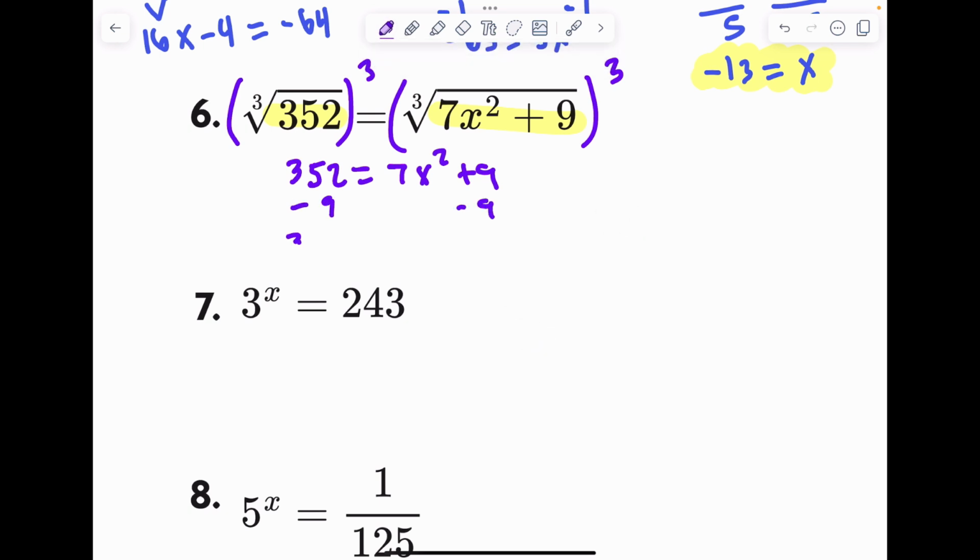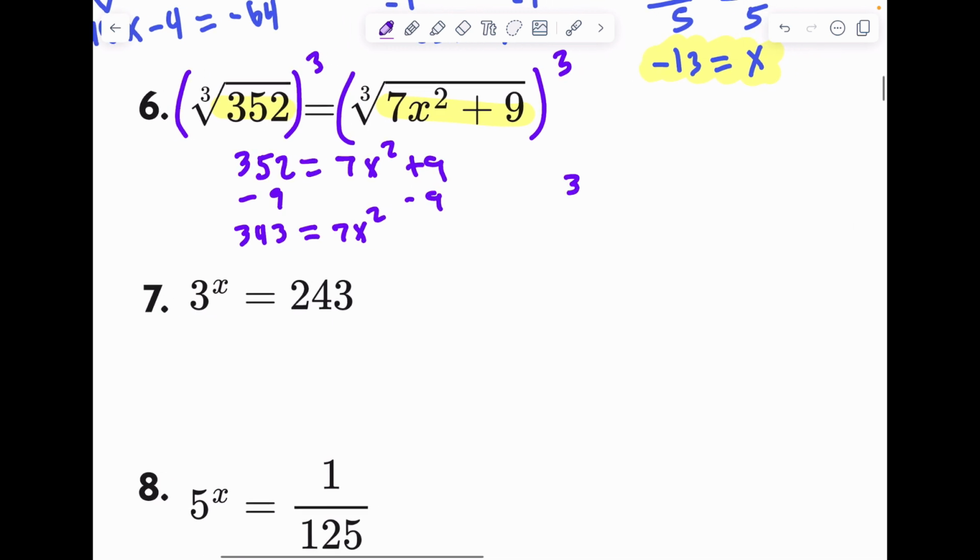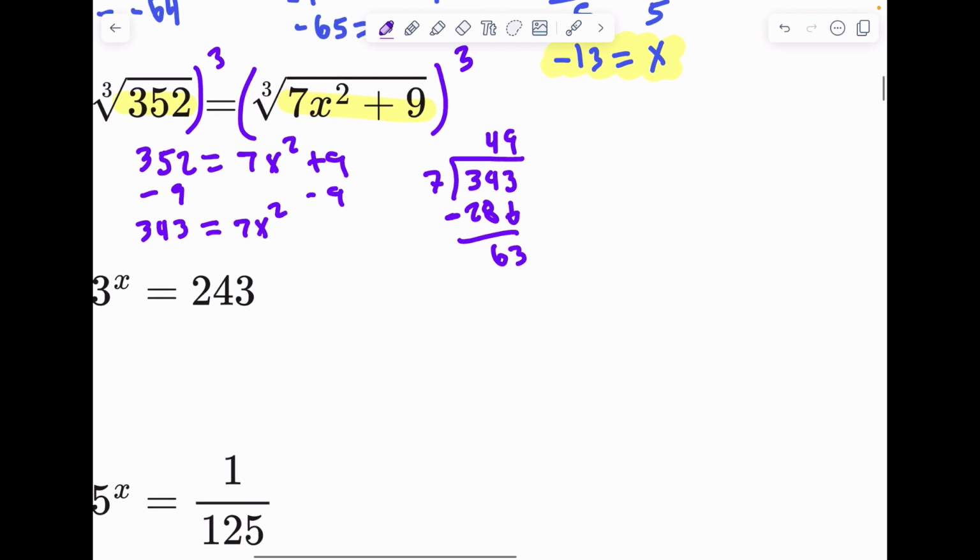So now I'm left with 343 is equal to 7x squared, okay? I'm going to divide by 7. So 343 divided by 7, let's do that. 7 times 4 goes 28. Let's subtract here. So then we get 6, bring down the 3, 63. So that's 9 times, okay? Now we know that if I divide this by 7, I get that 49 is equal to x squared.